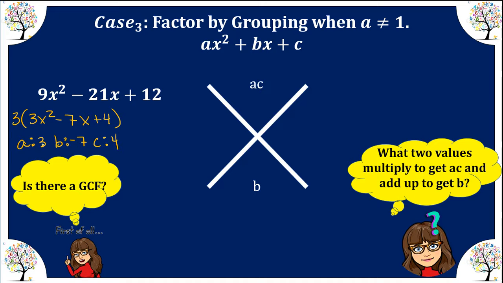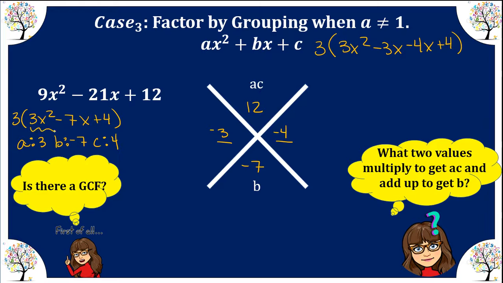Our graphic organizer, we're going to have 3 times 4 and negative 7. I'm looking for two numbers that multiply to give me positive 12 and at the same time negative 7. They're both going to need to be negative, so negative 3 and negative 4. They both give us a positive product and a negative sum. We have our GCF 3. We're going to rewrite our trinomial 3x squared minus 3x minus 4x plus 4.